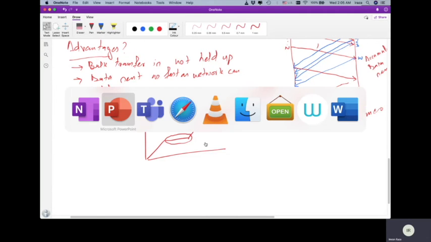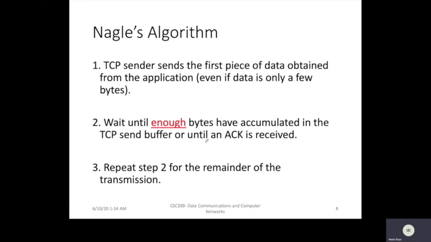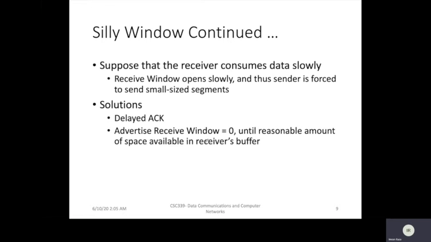Okay, so coming back to our slide set. The second problem with the flow control mechanism is where the TCP sender sends a very small amount of data, and the solution is Nagle's algorithm, where the sender sends the first piece of data obtained from the application, regardless of its size. Even if it's fewer bytes, we'll send it, and then we wait for enough bytes to be accumulated in the sender buffer. How many bytes? Half of the sender window, or half of the maximum segment size, or until an acknowledgement is received, and we repeat this step until we are done with the communication.